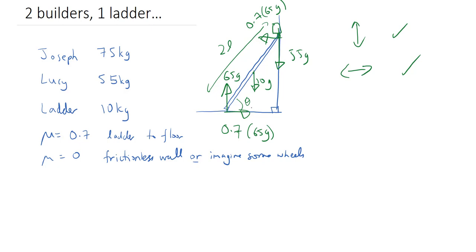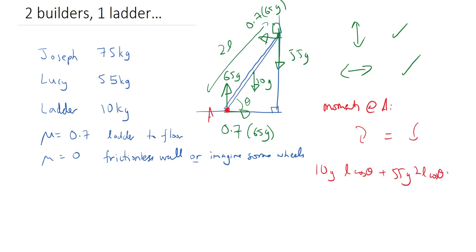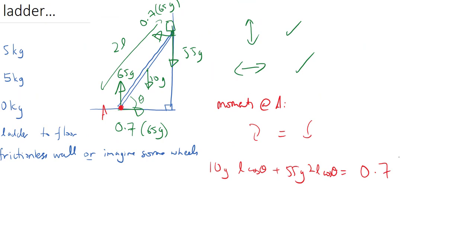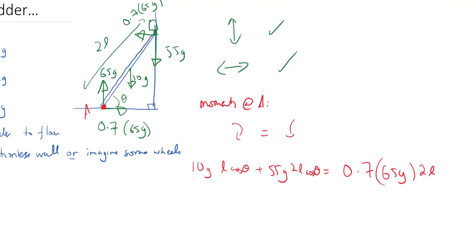So where should we take moments? Let's have moments down here, shall we? It's about the same. Let's call this point A. Moments at A. So what do we have? Clockwise equals anti-clockwise. Clockwise I've got 10g L cos theta. I've also got 55g 2L cos theta. That is equal to 0.7 times 65g times 2L sin theta.